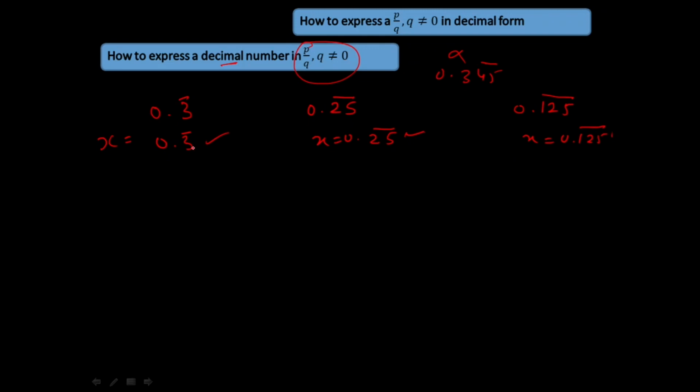Second step, if one digit is repeating, because 3 is the recurring number, because one digit is repeating, I will multiply both sides by 10. If two digits are repeating, I will multiply both sides by 100. If three digits are repeating, I will multiply both sides by 1000.